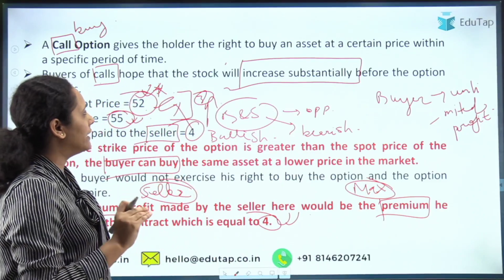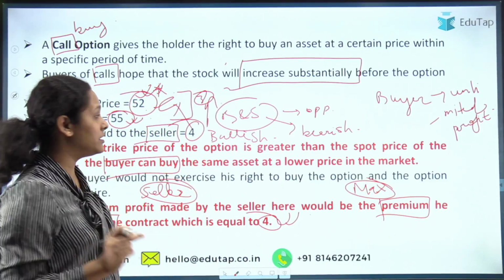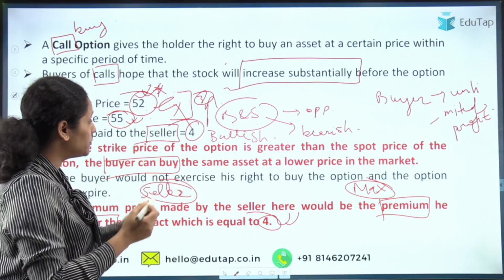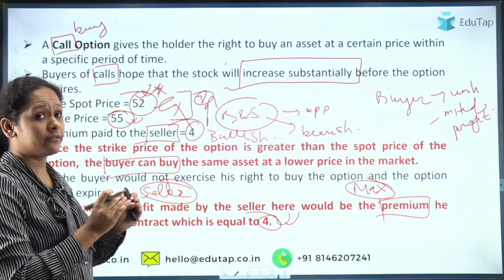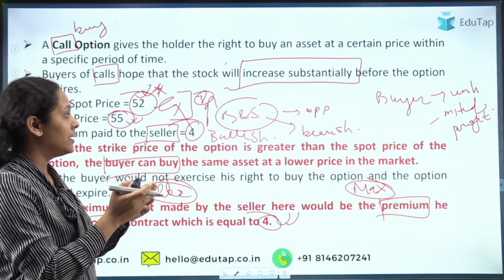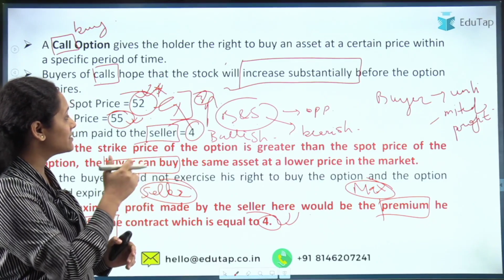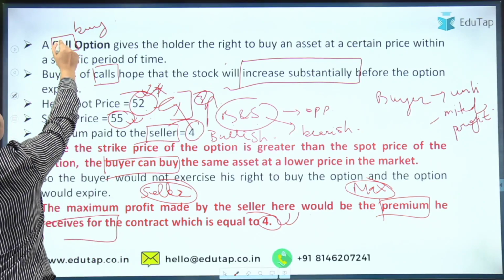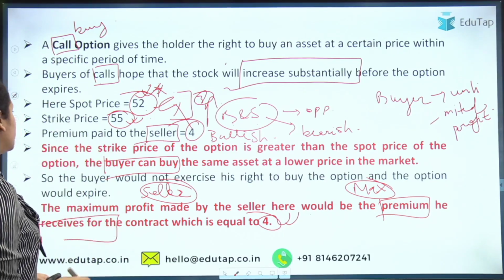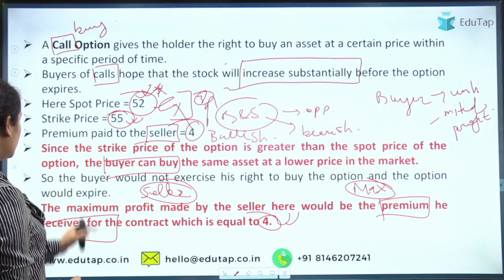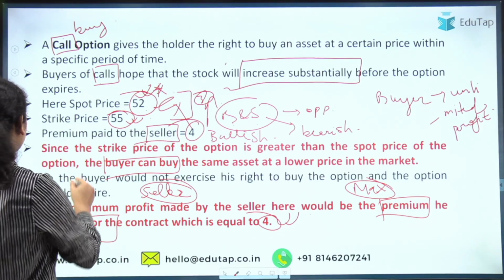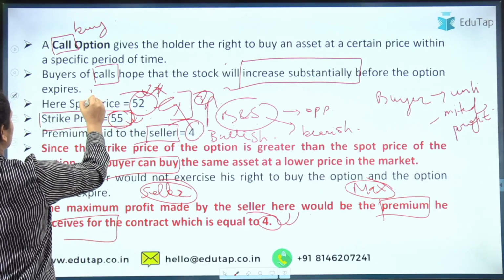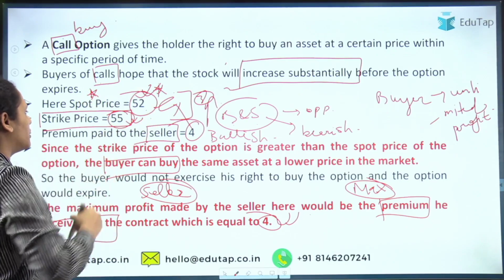ठीक है, so always remember a very simple fact that these both buyers and sellers have a opposite viewpoint, and the buyer would benefit if the price increases in the future, and the seller would benefit if the price decreases in future. And always remember, when will the buyer of the call option execute the contract? If the strike price was, what can you tell me, when would the buyer execute the contract?